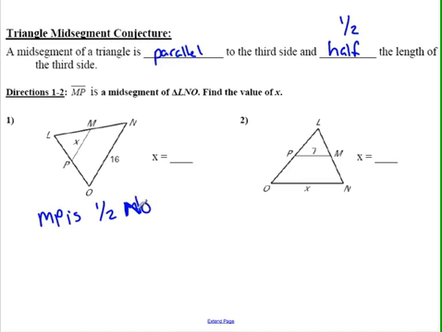Okay? So when I say this, what number is half of 16? Well, 8 is half of 16. In a similar fashion, if it gives me PM, I say that 7 is half of what number? Well, 7 is half of 14, so 14 goes on the line here. This part's 7, this is 14. This part's 8, this is 16. So you always say the mid-segment is half the third side.